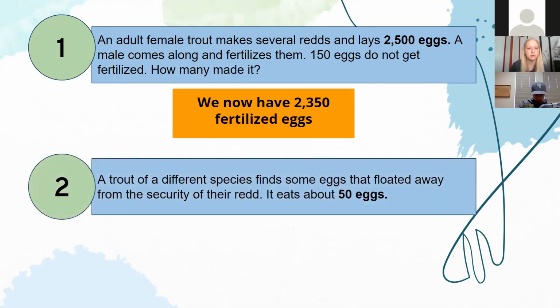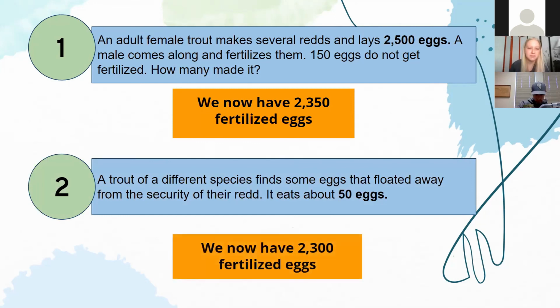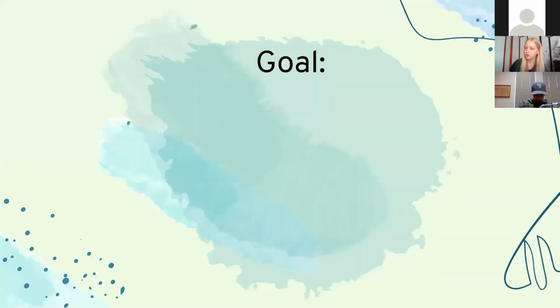A trout of a different species finds some eggs that have floated away from the security of their redd. So maybe the river was a bit too harsh and it has washed away a couple of those eggs. And this trout comes along, finds the eggs, and decides to eat 50 eggs. So they've eaten 50 eggs, and we now have 2,300 fertilized eggs.